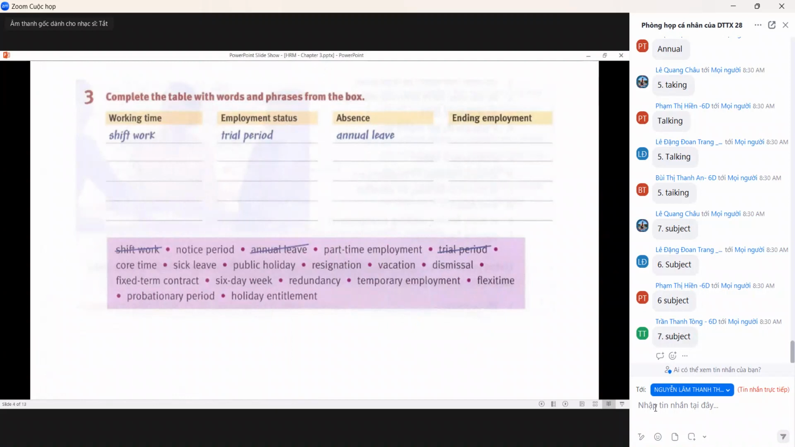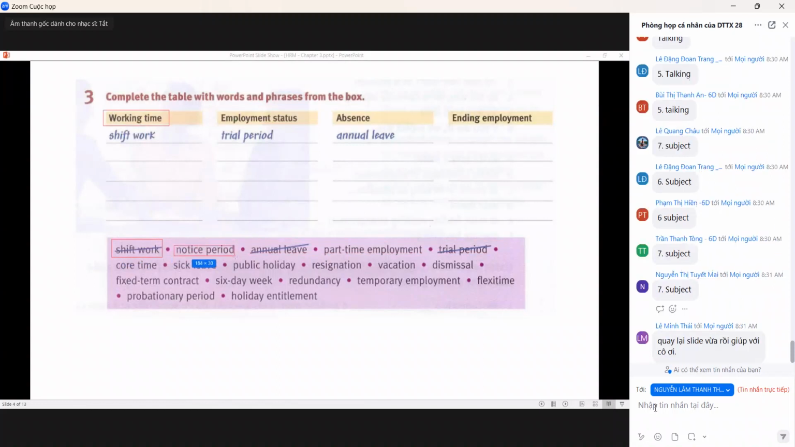We have 4 columns: working time, employment status, absence, and ending employment. So you need to put the phrases here into the correct column. We have shift work. It belongs to working time. Notice period. Where do we put it? Annual leave is mentioned about absence, right? Part-time employment. Trial period. Part-time, sick leave, public holiday, resignation, vacation, dismissal, fixed term contracts, 6-day week, redundancy, temporary employment, flexible time, probationary periods, and holiday entitlements.